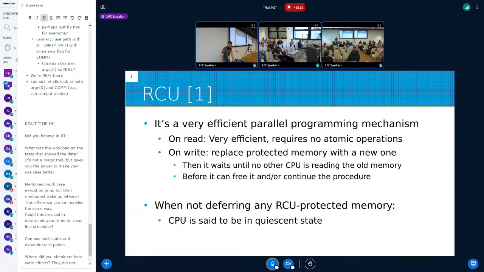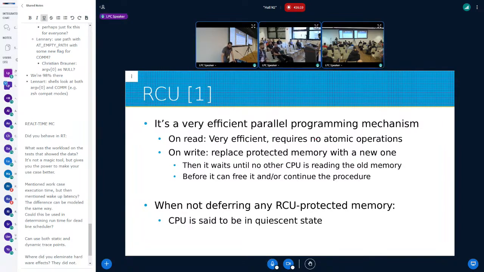RCU is a very efficient parallel programming mechanism. In read, it does not use atomics or anything like that, and on write, you just have to ask every other CPU to report that they are not using your structure, which we call a quiescent state. Once they all report it, you can go on with your processing. So if you do very few writes and use that data across many CPUs, it's a good way of protecting your data.